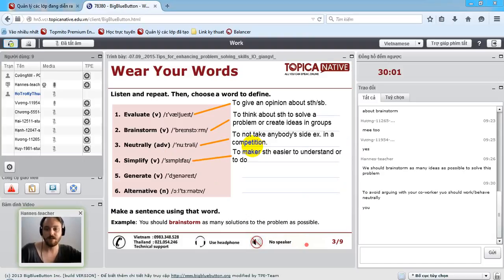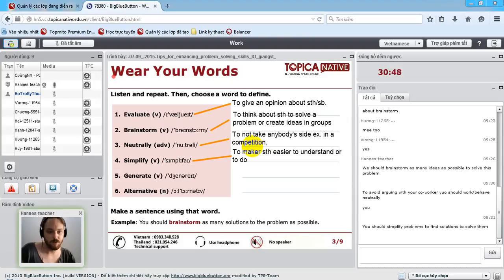So how would you use it in a sentence? Yes. You should simplify every problems to find a solution to solve it. You should simplify problems to find solutions to solve them. Okay, well that works. Yeah, okay. Well that's fine, but yeah, very nice.